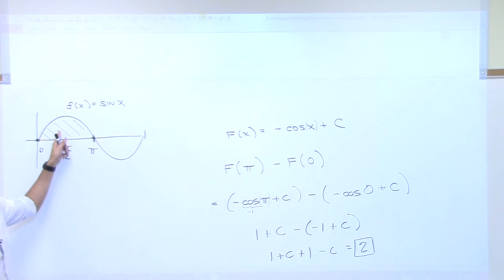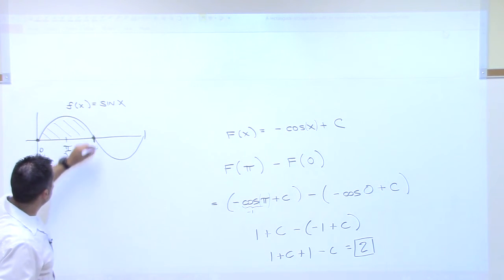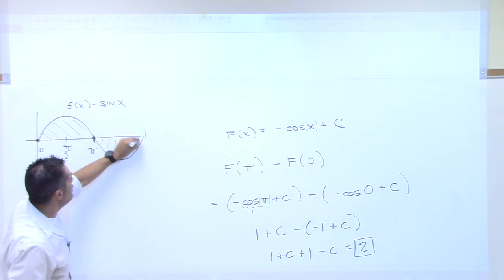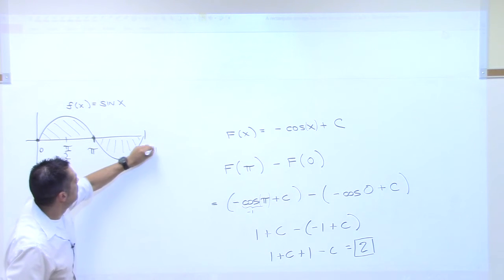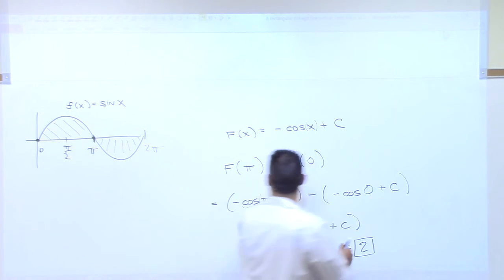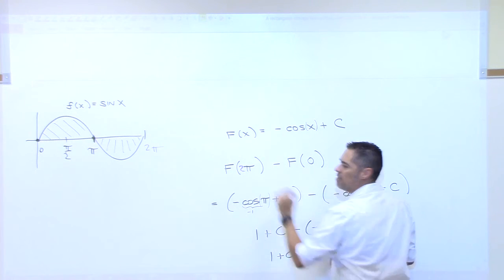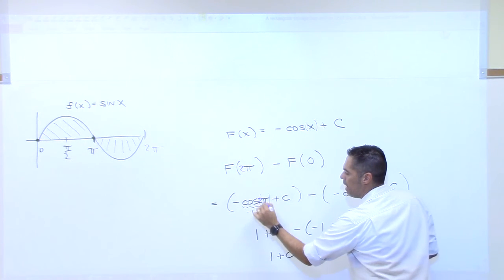The area is 2. The area is 2. So what should the area be? I'm almost out of time. What should the area be if I go all the way out here to 2 pi? 4. Should be 4, right? Let's just check it. If we go out to 2 pi, the only thing that changes here is what? 2 pi is the only thing that changes there, right? And then that becomes 2 pi.